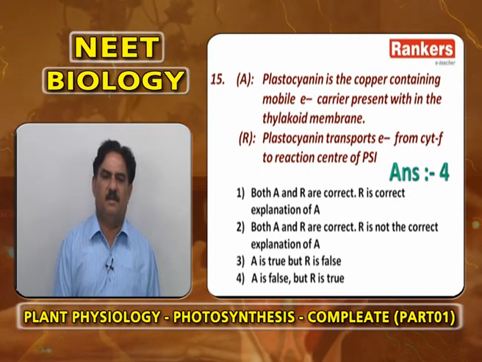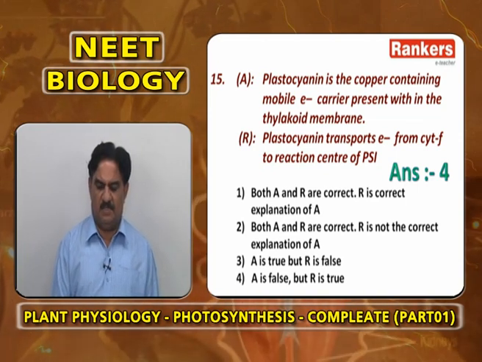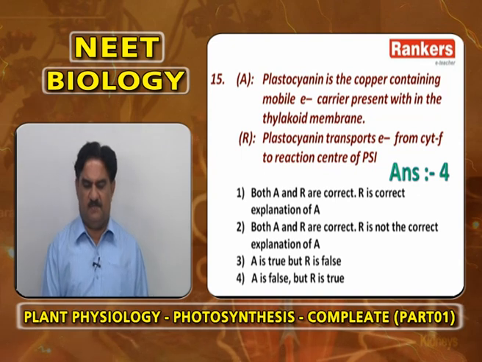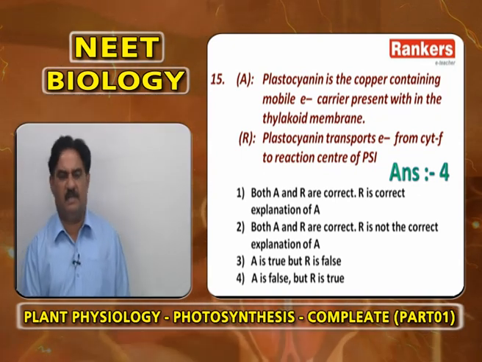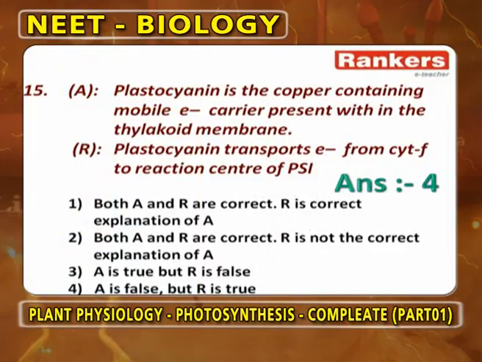It is present on the lumen side of the thylakoid membrane and moving freely here and there. Plastocyanin transports electrons from cytochrome F to reaction center of PS1 is correct. So, A is false, R is true.